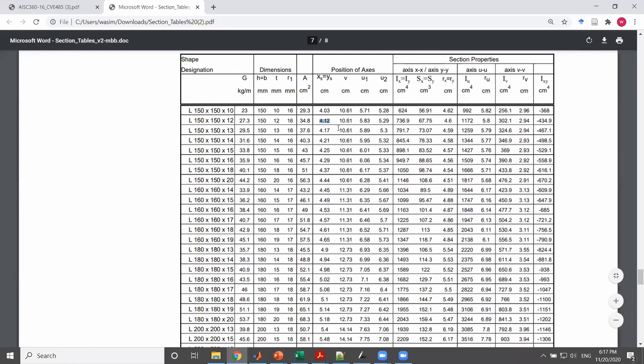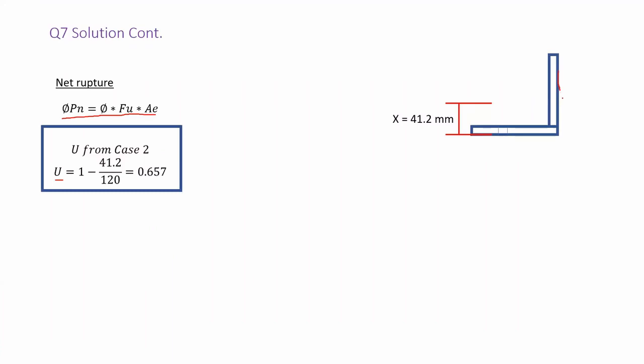Since this is symmetric, 150 by 150, you can see that x is equal to y. It means that the centroid distance from this side to here and from this side to that side are equal. But notice, it might not be this case; you might have this leg shorter than that one. You have to focus that you're taking the distance from where you have the connection, so we have the bolts in here to the centroid. Now, once we have x bar and the distance from the first bolt to the last bolt, 120, we obtain our shear lag.